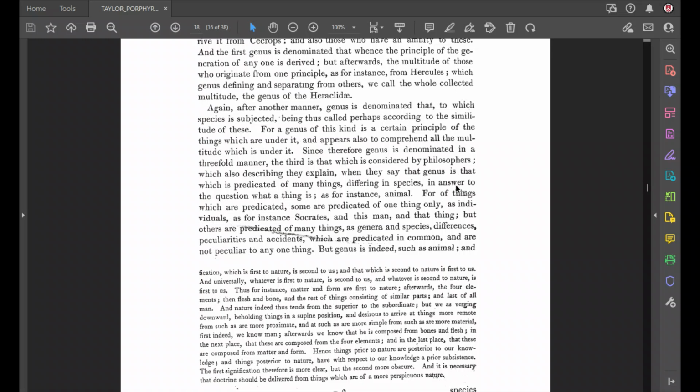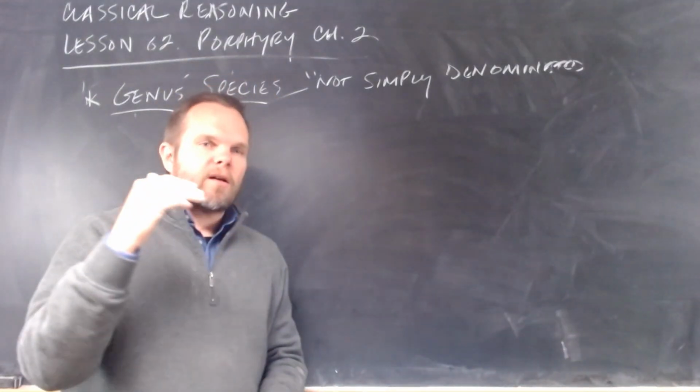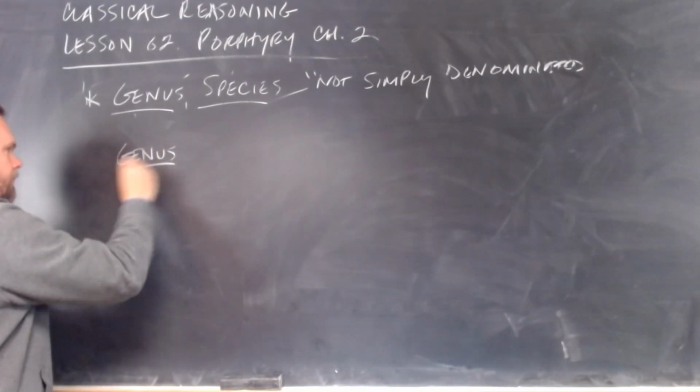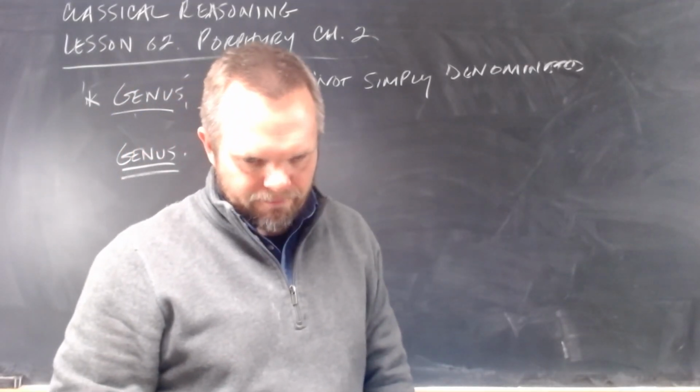also describing genus, they explain when they say that genus is that which is predicated of many things, differing in species, in answer to a question, what is this? That's the definition. I'm going to write this. So of these three possible meanings, we know that two are wrong, one is right. So let's clarify, what does genus mean? Let's get a really clear Aristotelian definition of this word genus. If we get this definition right, Porphyry says, we're going to understand Aristotle's teaching.